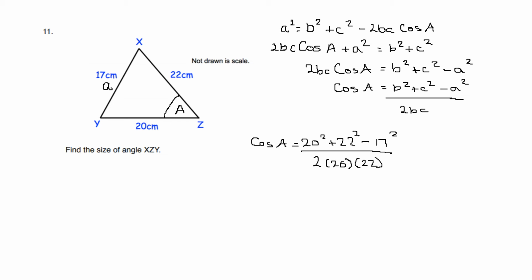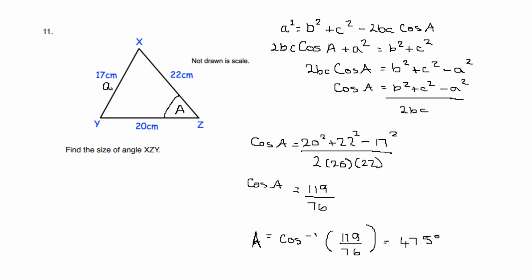And if I pop that into the calculator, that's going to give me 119 over 76. So cos A is equal to 119 over 76. I now need to take the trig inverse of that, so the cosine inverse. So A will be equal to cos to the minus 1, 119 over 76. And that will give you, to three significant figures, 47.5 degrees.